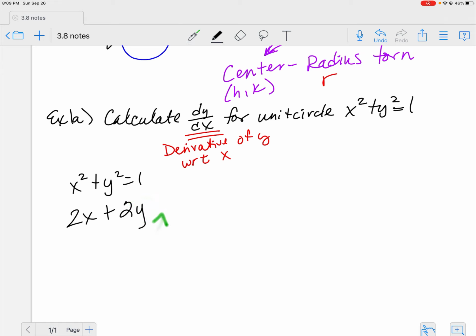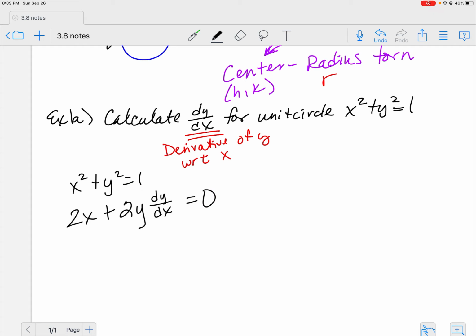And the derivative of the inside is always that y variable. So then I take it dy dx. So I am now taking the derivative of y with respect to x because y is that variable. Then over here it's a constant, and the derivative of a constant is 0.